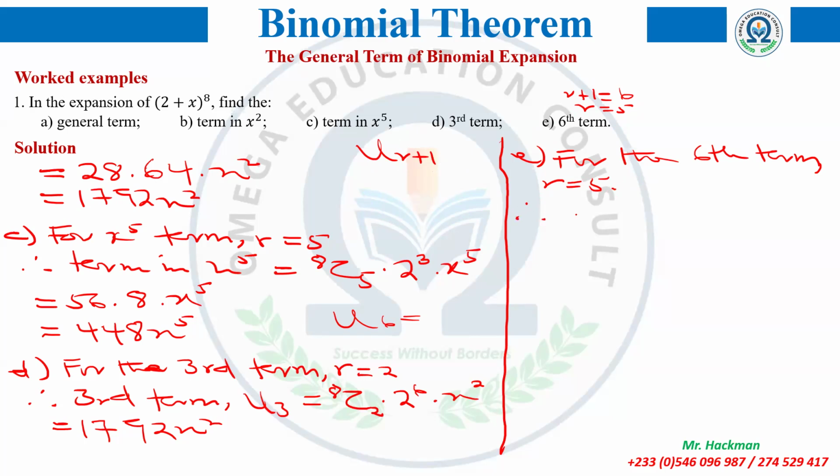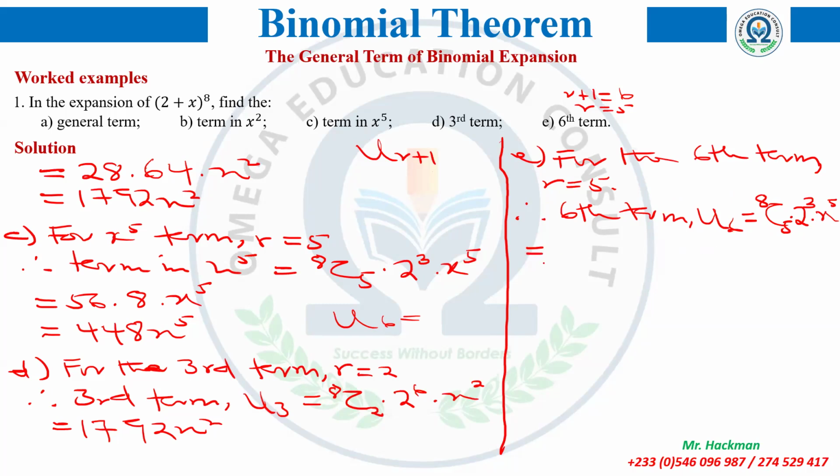Therefore, I know I'm looking for which term? The sixth term. You know it will be U sub 6, and that will be equal to 8 combination 5, because R is 5. 8 combination 5, am I right? Then times what? 2, and it will be 8 minus 5, which gives you 3. Then times your x to what power? x to the power 5, that is, to the power r.